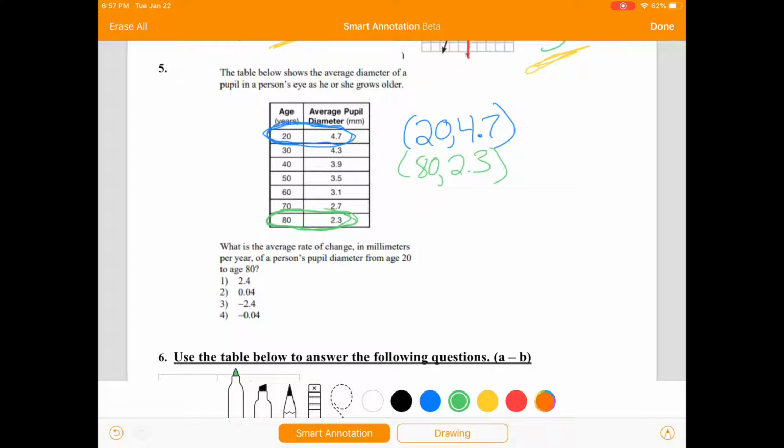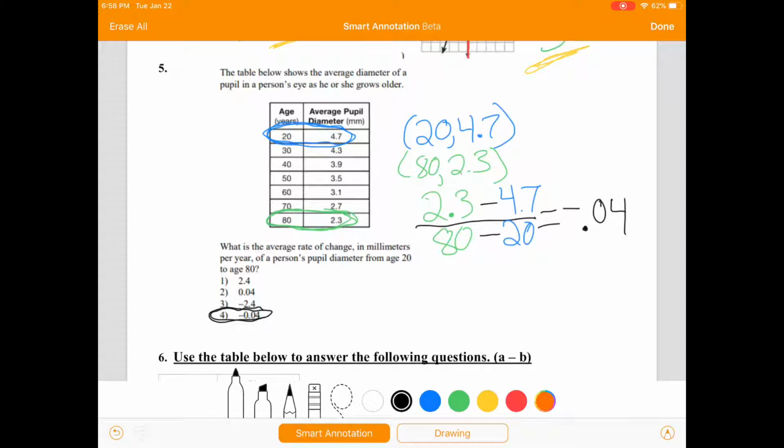You're going to set up your slope formula. So I'm going to do 2.3 minus 4.7, divided by 80 minus 20. And this you should get negative 0.04. And that will give you number 4 as the answer choice.